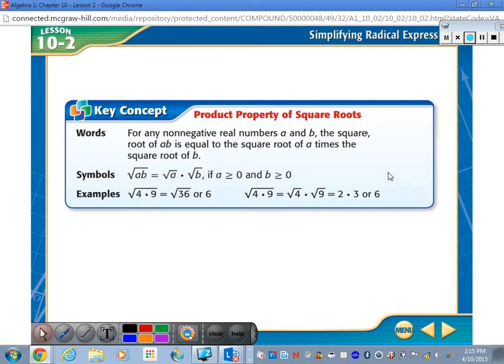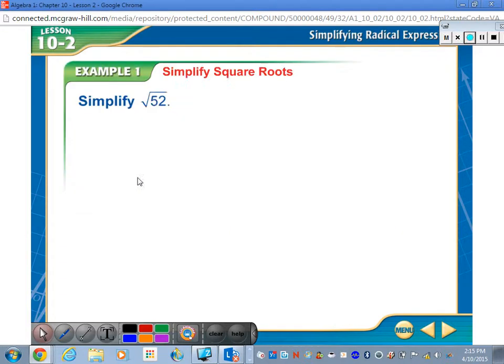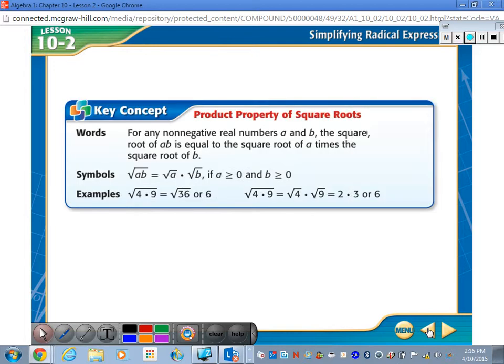Okay, so then our first step is here, it's the product property. Basically what you see here is, going back, if you have AB multiplied underneath the radical, product property says you can separate it out. So the square root of A times B can be the square root of A times the square root of B. They both have to be positive because we haven't gotten to imaginary numbers yet.